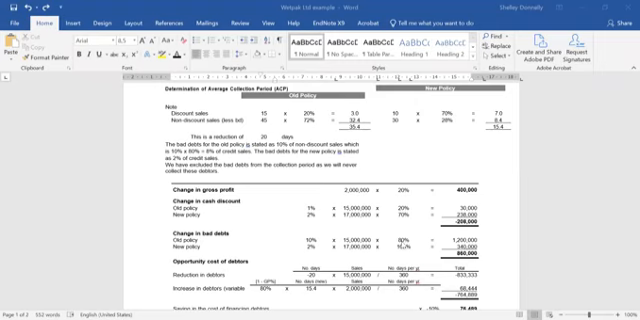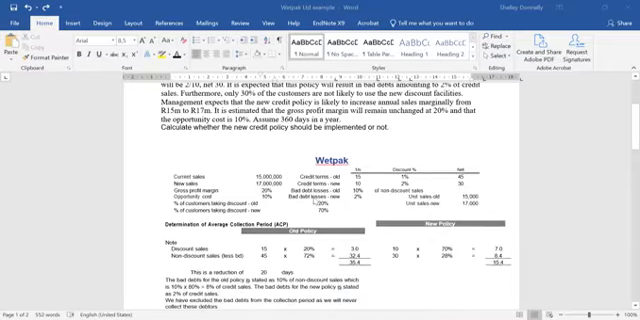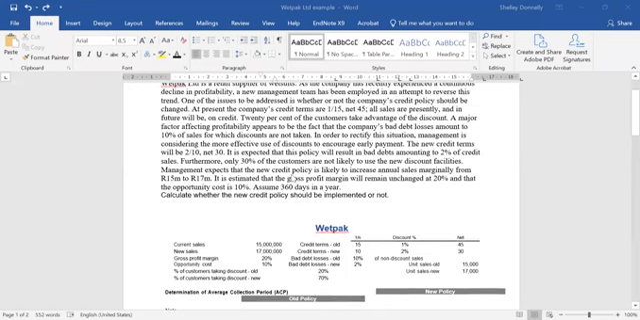So it's 80% here because they specifically said that 10% of the sales made to customers who don't take the discount go bad. So that's why it's 10% of the 80% of their customers who don't take the discount. Whereas they never specified that about the new policy. They just said 2%.